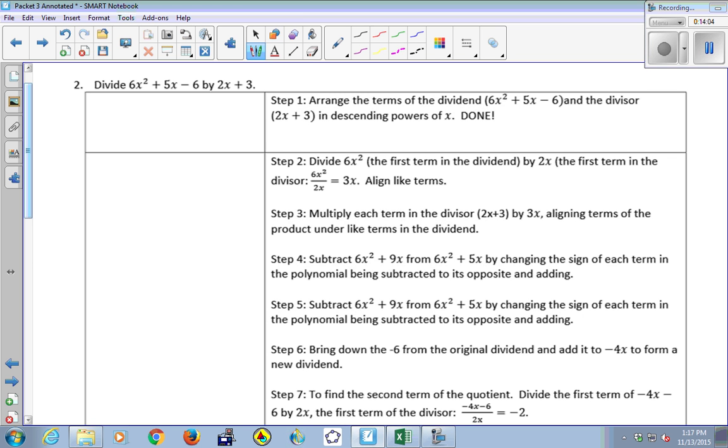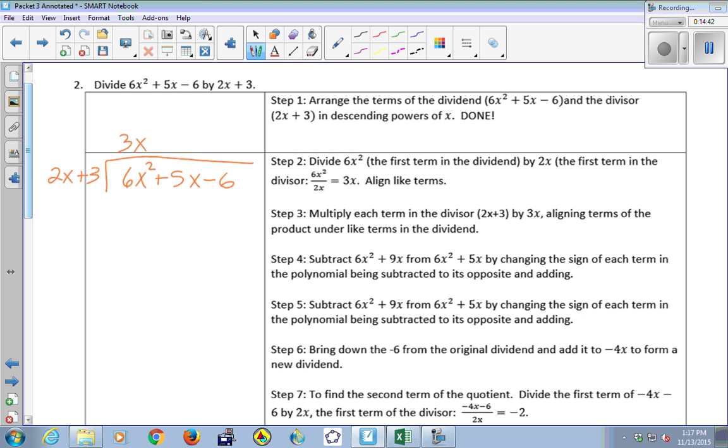So step 2, I'm going to write this out as 6x squared plus 5x minus 6 divided by 2x plus 3. So you look at just the leading terms, the 2x and the 6x squared. And you ask yourself, what do I multiply 2x by to make 6x squared? 3x. So I put a 3x up here. And then you multiply 3x times 2x plus 3. And you have to multiply that 3x times both terms.